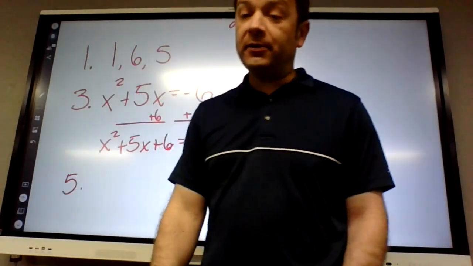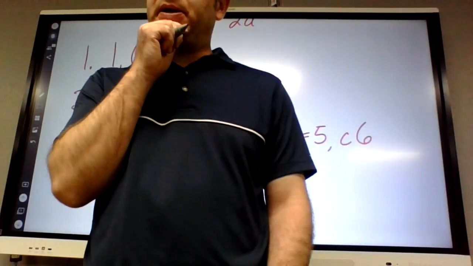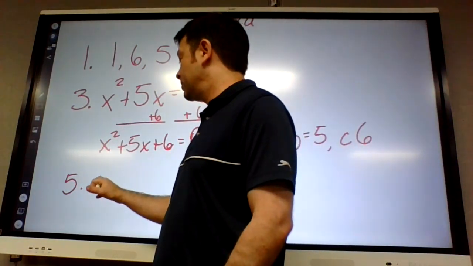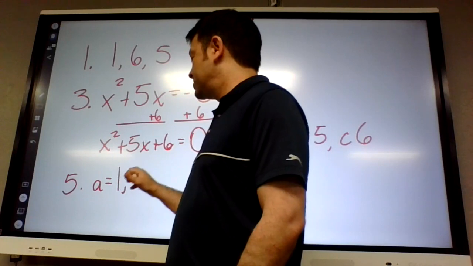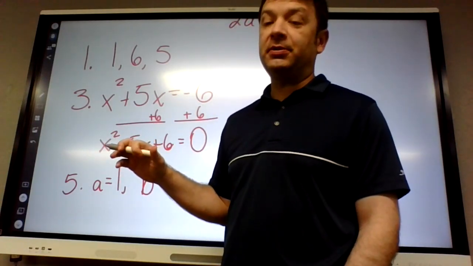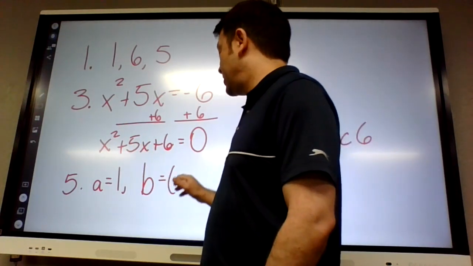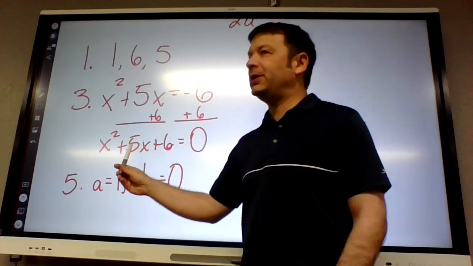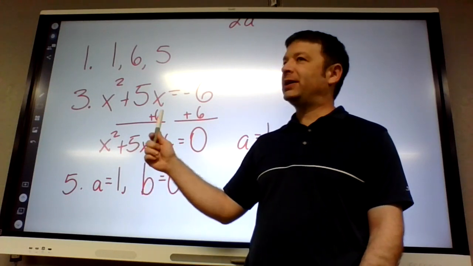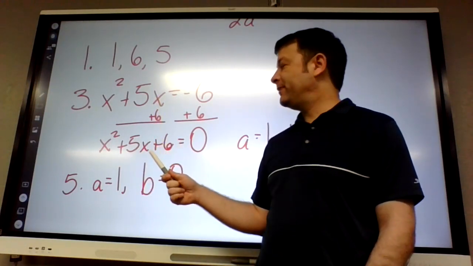Okay, number 5. This one's got another trick. What's the A value on number 5? 1. What's the B value on number 5? 0. Why is it 0? Because there is none. The B value goes with the X term, right? So since there is no X term, the B value is 0.